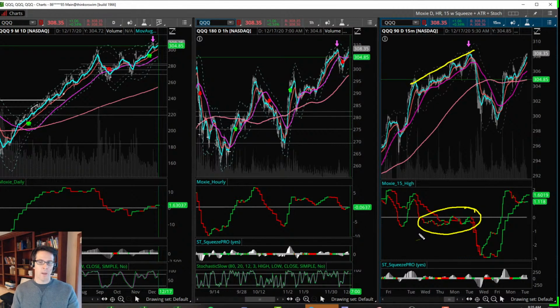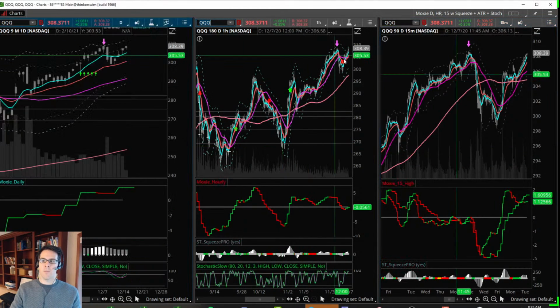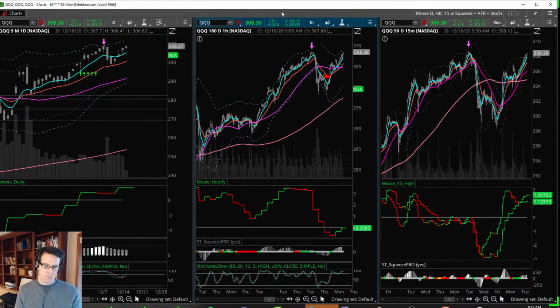We get that pullback. Pullback makes sense. Then we get a bounce. The bounce also makes sense. Right here, so far we've bounced right off of the daily 21. But now is the issue of what I'm seeing that has me a little bit concerned. This move up seems strange. We've kind of bounced into the 15-minute 50. We just keep pushing up here. We are at a previous high, so that's always a concern.